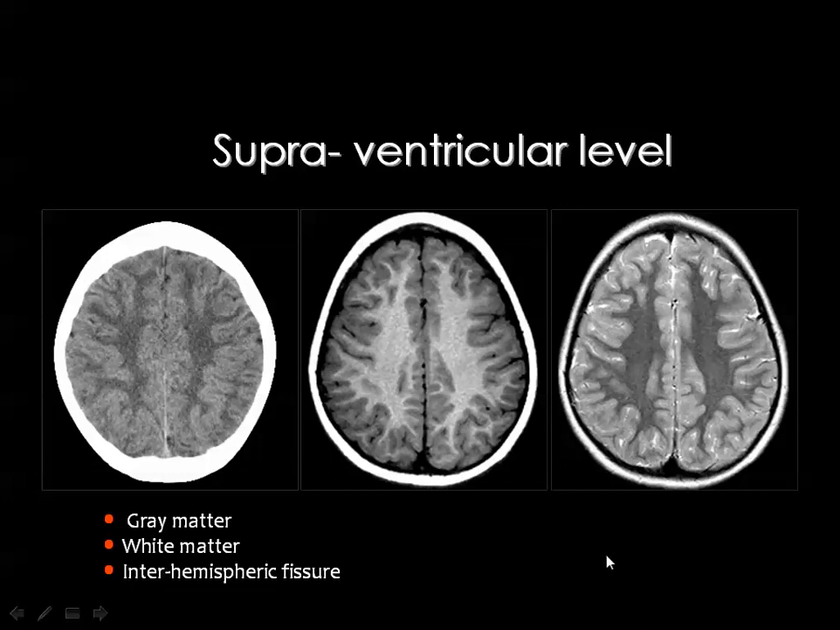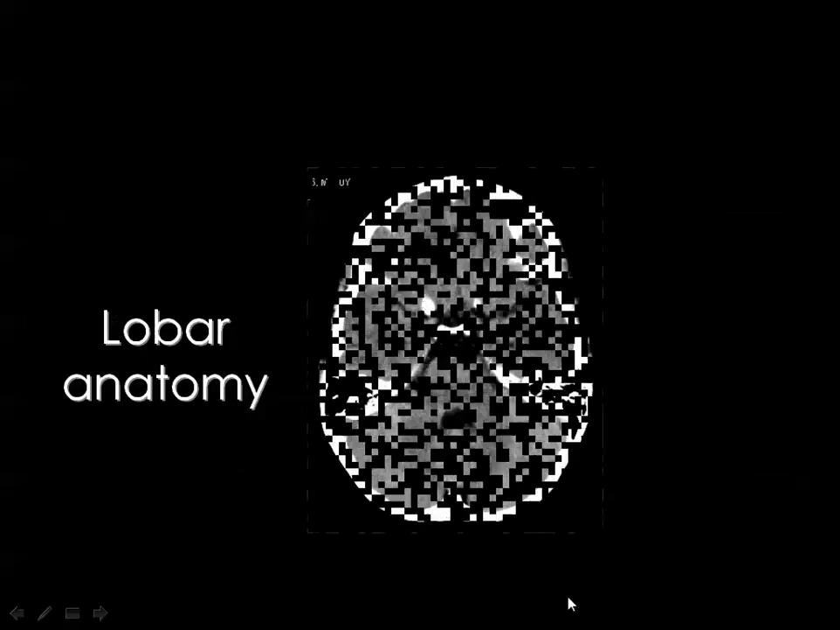Then in the supraventricular level, you can see the white matter and the cortex, and this is CT, MRI T1, and MRI T2. And you see the interhemispheric fissure, and also you can see the separation line between the gray and the white matter. This is known as the gray-white matter interface.